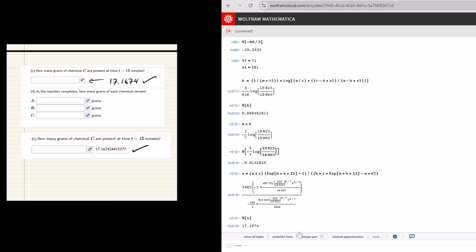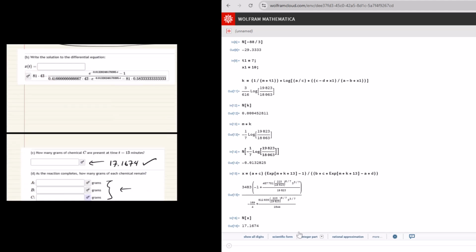Very accurate value there. So now the last thing is just to answer, as the reaction completes, how many grams of each chemical remain? Now, interestingly, I could do that question right after part A. I don't actually have to solve the differential equation to answer this last part, and that's because it was an autonomous equation for which we could find critical points and analyze the behavior in a phase diagram. So let me talk about what I mean there and how that's done.